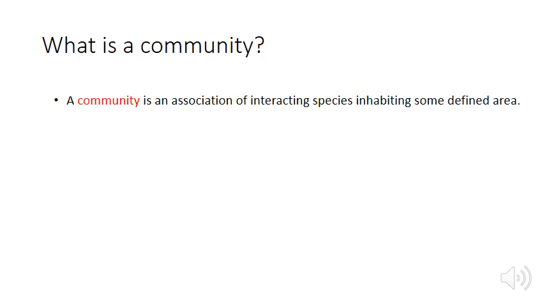So first of all, what is a community? A community is an association of interacting species inhabiting some defined area. And some communities can seem very simple, so deserts that might be dominated by a single desert shrub, or seemingly so, ranging all the way to incredibly complex communities like tropical rainforests. So some of the questions that community ecologists concern themselves with are what are the factors that drive these differences in diversity in these different areas?